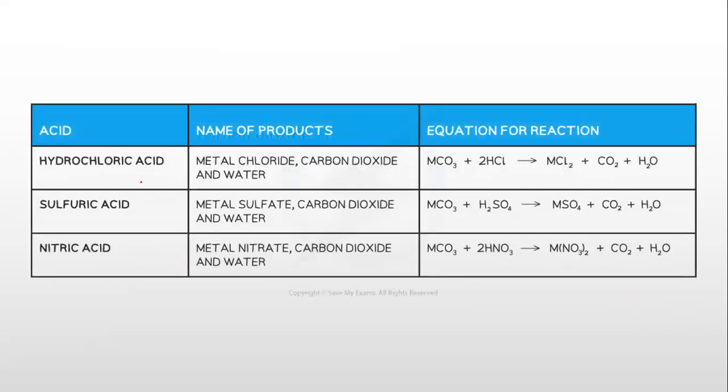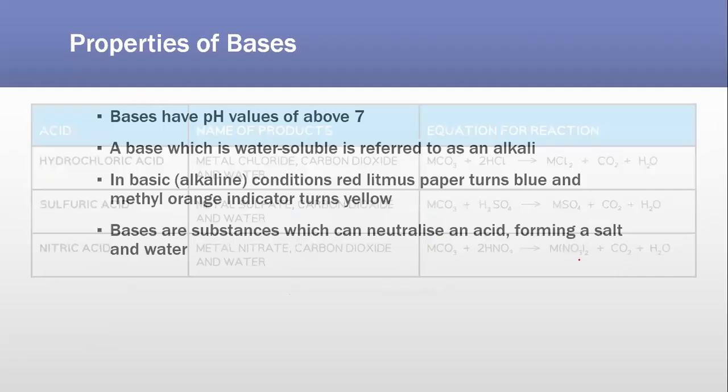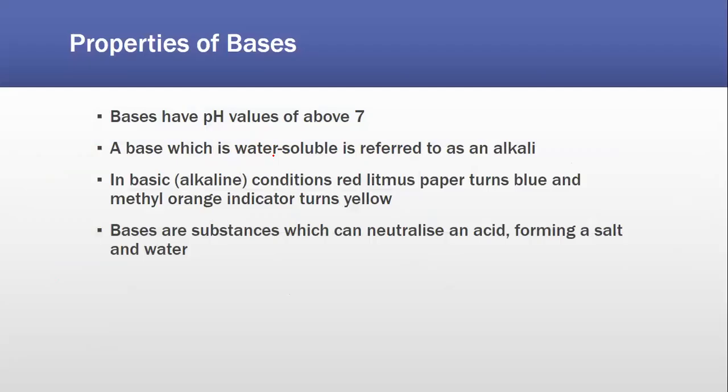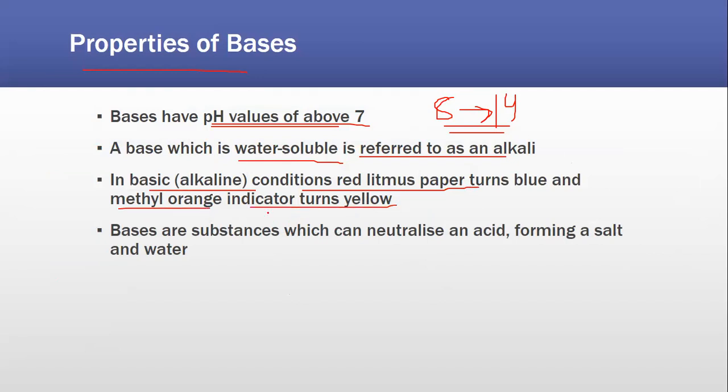Okay. So here you can see when hydrochloric acid reacts with metal carbonates, they produce metal chlorides, carbon dioxide, and water. If they react with sulfuric acid, they produce metal sulfates with carbon dioxide and water. And if they react with nitric acid, they would produce metal nitrates with carbon dioxide and water. Next, we'll move on to the properties of bases. Bases have a pH values above 7. मतलब कि 8 से लेके 14 तक they would have pH values. A base which is water soluble is referred to as an alkali. In alkaline conditions, red litmus paper turns blue and methyl orange indicator turns yellow.